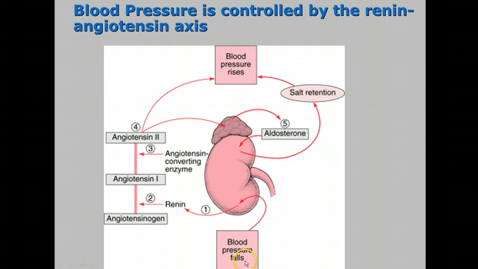And when your blood pressure falls, the kidney actually picks up that fall in blood pressure. It secretes renin, which starts the angiotensinogen-angiotensin cascade here. Renin causes a conversion of angiotensinogen to angiotensin 1 to angiotensin 2 with the help of angiotensin converting enzyme. This on its own raises the blood pressure a little bit, but it also tells the kidney to release aldosterone, which tells the kidney to retain more salt in the body system, which will make the blood pressure rise.